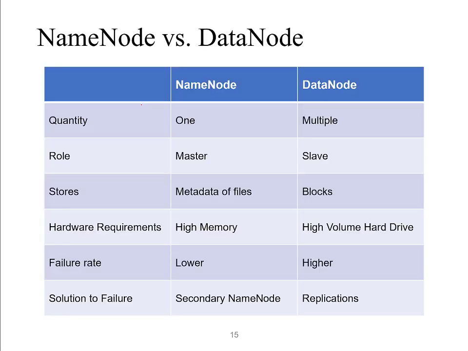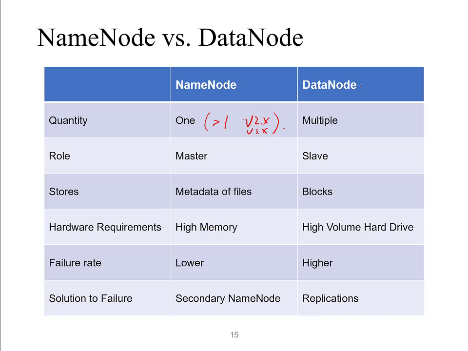So here is a comparison between name node and data node. It may not be comprehensive, but I've listed all the things that I think are important here. So basically, the quantity of name node is 1. Well, actually more than 1 in later versions, I think in version 2.x and 3.x. But still, it's much less than the number of data nodes. Well, data nodes would have multiple, in fact, many data nodes here.